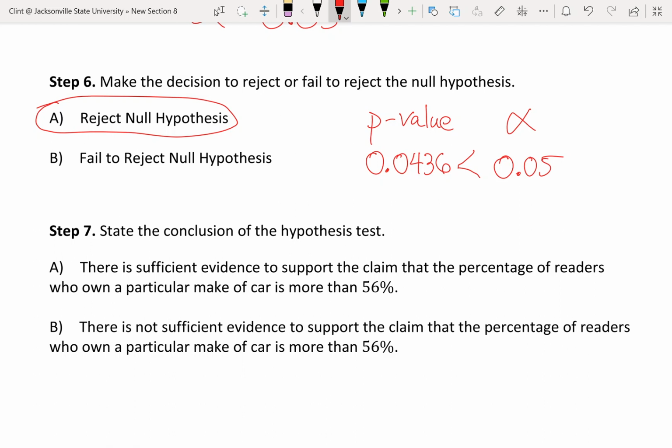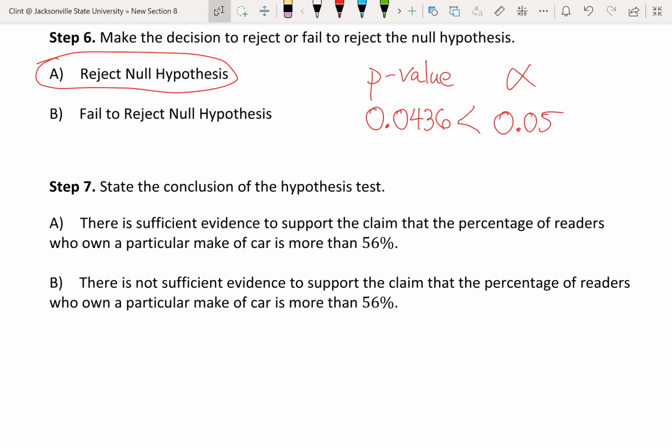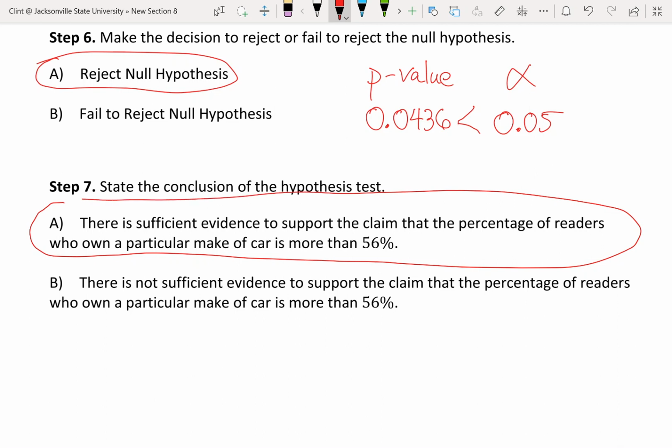And then this one gives us one more. Since we rejected the null hypothesis, what does that mean about our claim? Does that mean there was sufficient evidence to support the claim, the alternative hypothesis, or was there not sufficient evidence? There is. We rejected the null hypothesis because there was enough evidence in our data to reject it. So that means we have support for the alternative hypothesis, which is that it's more than 56%. Yep.